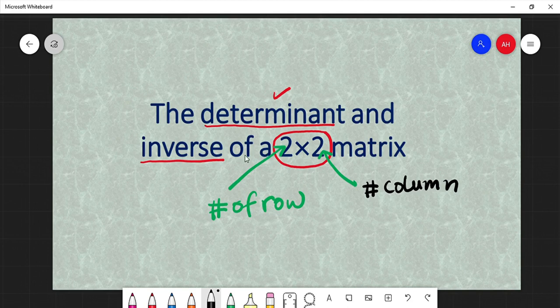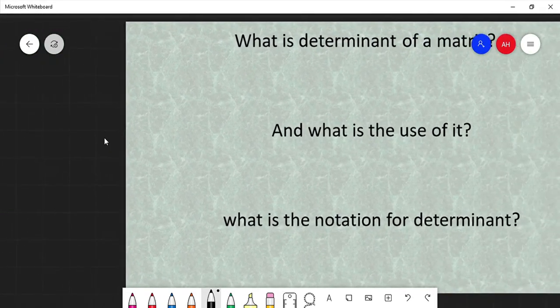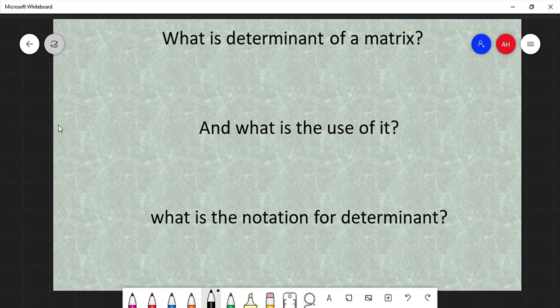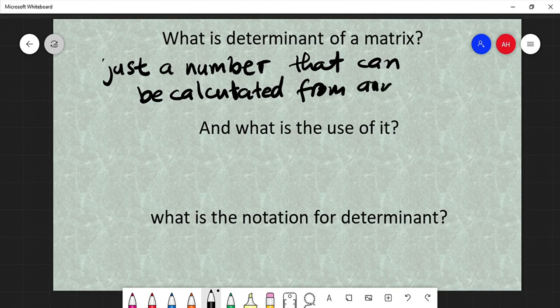First of all, maybe you want to get some idea of what the concept of determinant of a matrix means. It's just a number. Determinant is just a number that can be calculated from any square matrix.